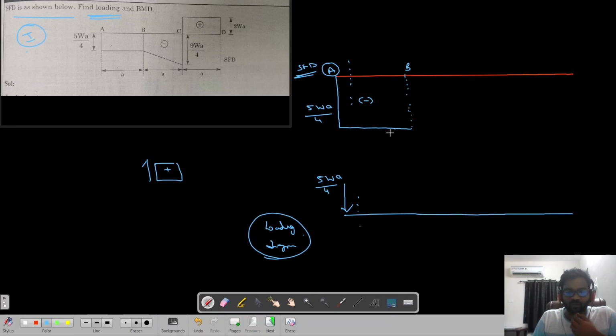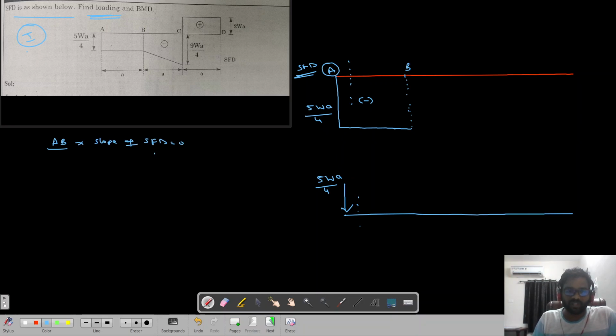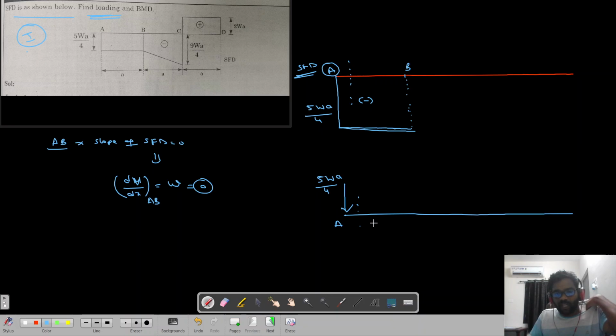The slope of the shear force diagram from A to B, what is it? It is 0. The slope of the shear force diagram, dV by dx, is equal to the load intensity at that point. So from point A to B, the slope of the shear force diagram is 0 because it is a straight line, which means from A to B there is no load acting in the loading diagram.